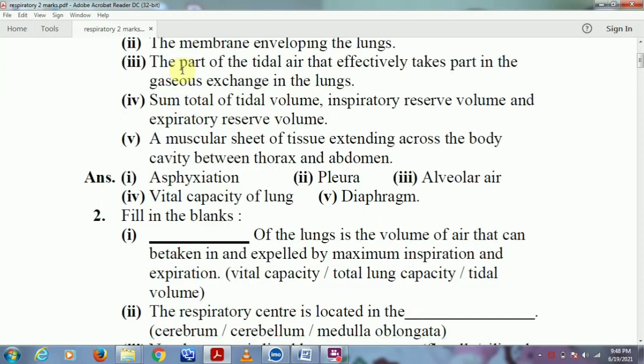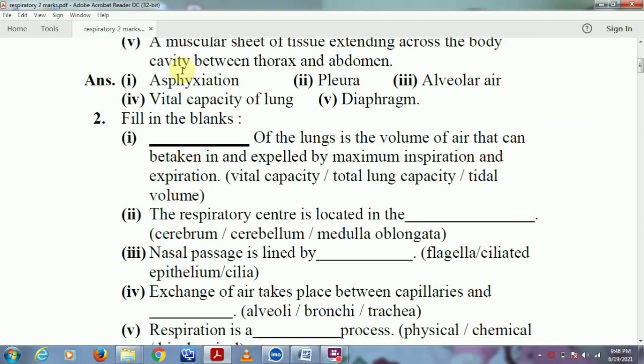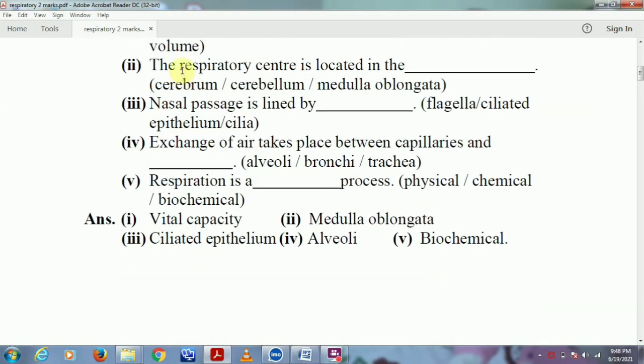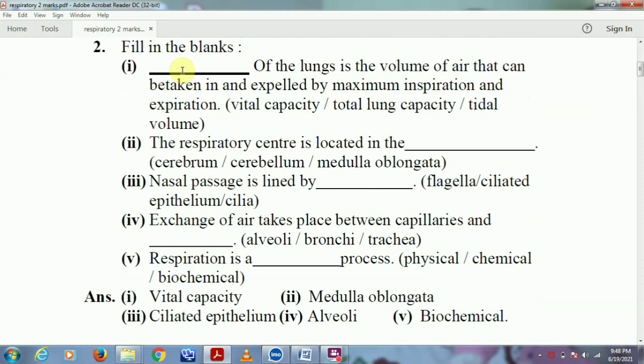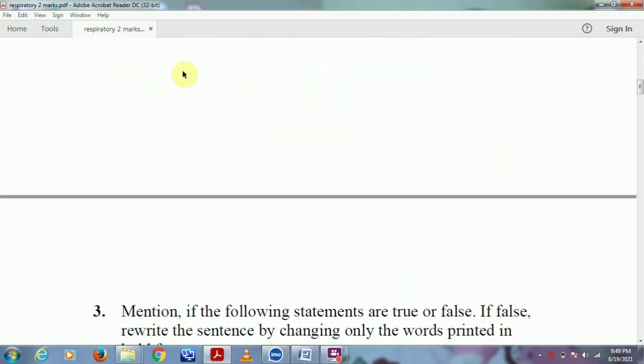Fill in the blanks. Vital capacity of the lungs is the volume of air that can be taken in and expelled with maximum inspiration and expiration. The respiratory center is located in the medulla oblongata. The nasal passage is lined by ciliated epithelium. Exchange of air takes place between the capillary and alveoli. Respiration is a biochemical process where gases are exchanged.